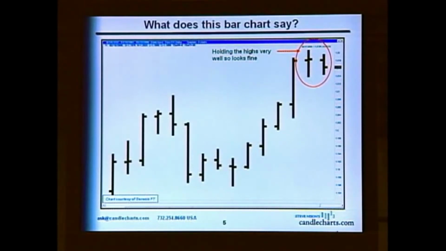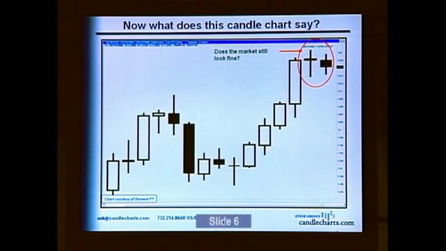No reason for caution. Now, we take the same data as this bar chart and convert it into a candlestick chart. Remember, we use open, high, low, and close. See the different visual representation we're getting? Although the market's holding the highs very well, is it doing so with long white real bodies or with spinning tops and doji? Obviously the latter, correct? And what this is showing us is that the market may be losing some steam.